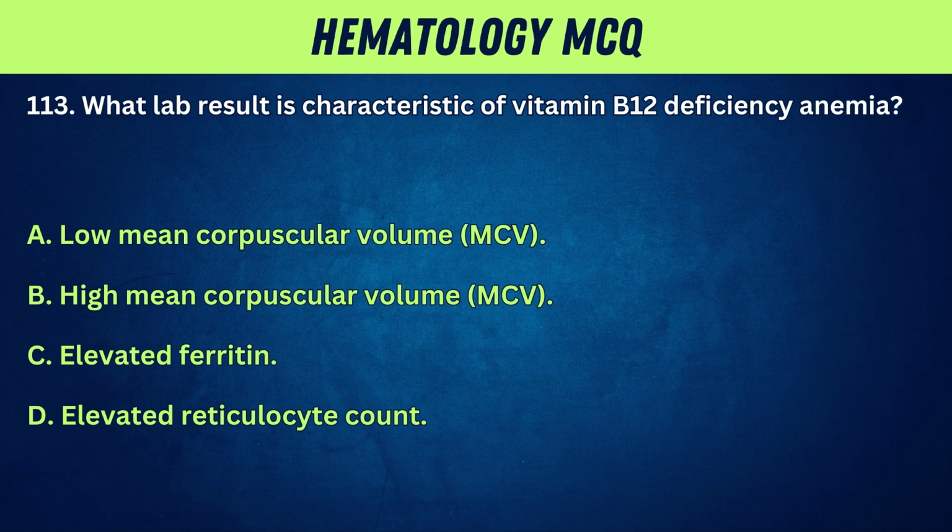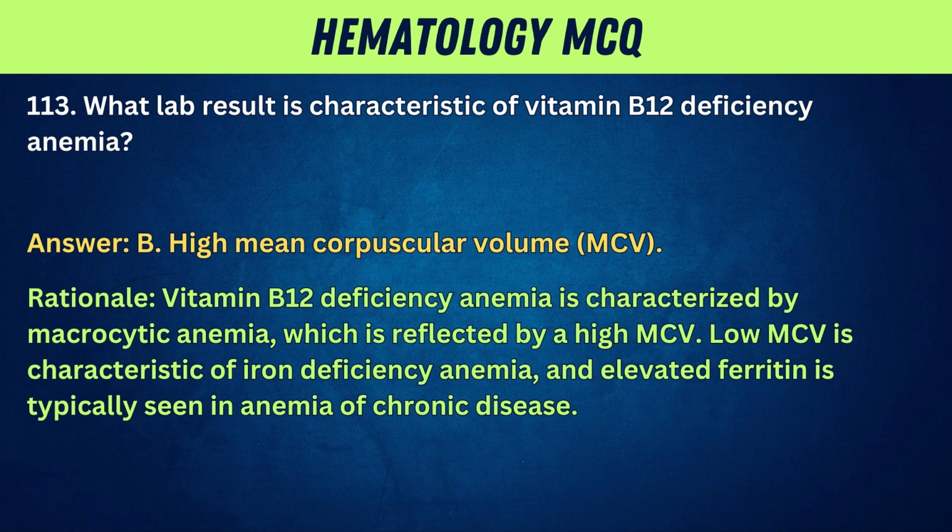113. What lab result is characteristic of vitamin B12 deficiency anemia? A. Low mean corpuscular volume, MCV. B. High mean corpuscular volume, MCV. C. Elevated ferritin. D. Elevated reticulocyte count. Answer: B. High mean corpuscular volume, MCV. Rationale: vitamin B12 deficiency anemia is characterized by macrocytic anemia, which is reflected by a high MCV. Low MCV is characteristic of iron deficiency anemia, and elevated ferritin is typically seen in anemia of chronic disease.